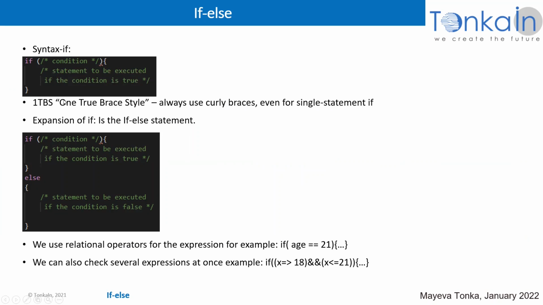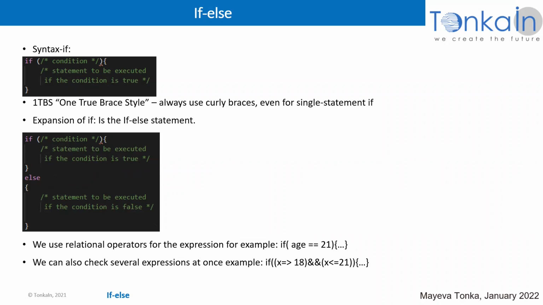And we can expand the if to if else. Here we have still our condition. Here we check if the condition is true, and then the addition is the else. The else is run when the condition is not fulfilled, so it will jump right here to the statement to be executed if the condition is false. And we use relational operators for the expression. For example, if age equals 21, then do this, else do that. Sometimes you do not have to use an else.